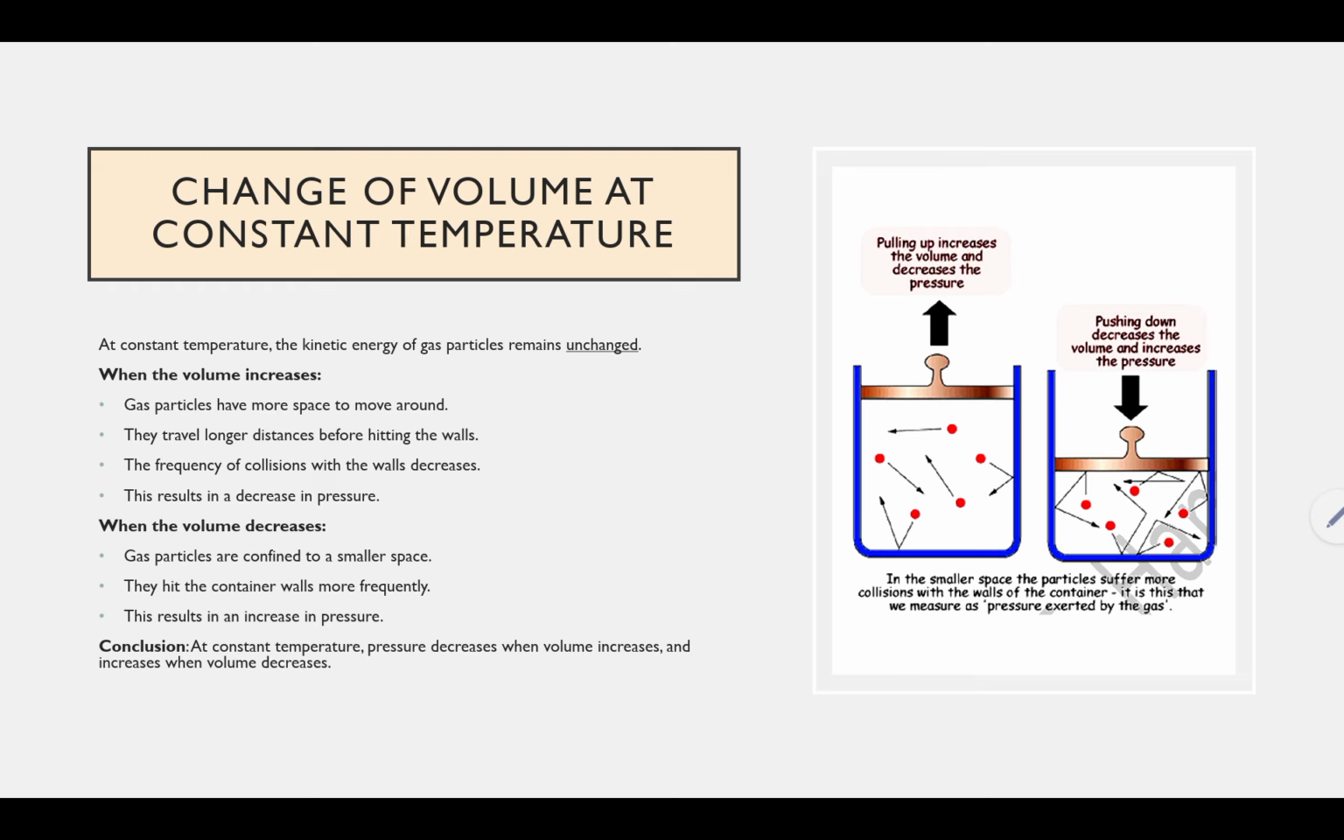Okay, what if it's a constant temperature and I change the volume? Now it's the opposite way around. If the temperature is constant and the volume increased, that means I give it more space to move around, the particles will have more space, they will collide less, and therefore pressure will decrease. If I decrease the volume, the particles will have less space to move, so they will hit the container walls more frequently, causing more pressure. So at constant temperature, pressure decreases when volume increases, and pressure increases when volume decreases, vice versa.